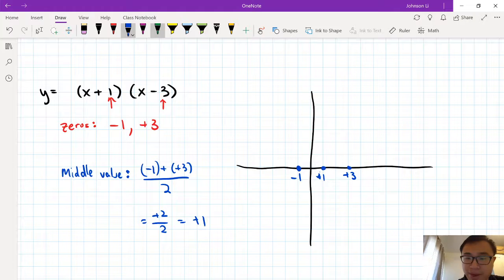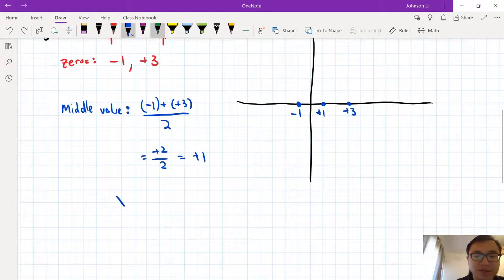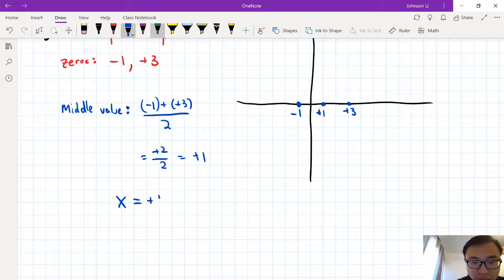So it looks like that matches what we had here when we used the graph to solve for the middle number visually. Okay, now what we want to do with this middle value is substitute it as x. So our middle value is now positive 1. We want to substitute that middle value in, so we plug that into our x.